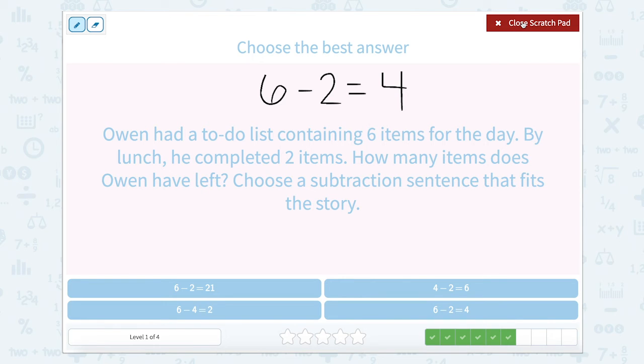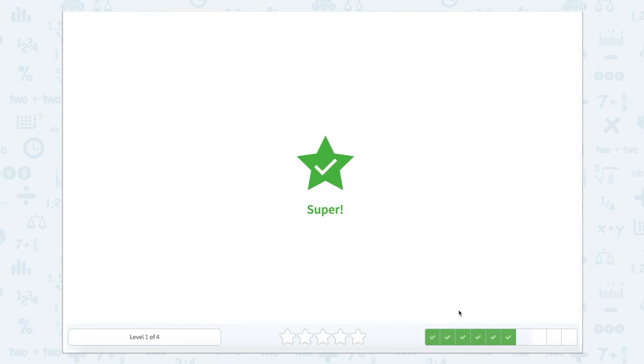So let's look down below and see if we can see 6 minus 2 equals 4. Well, here's 6 minus 4 equals 2, but that's not what we're looking for. We're looking for 6 minus 2 equals 4. So close that scratch pad.